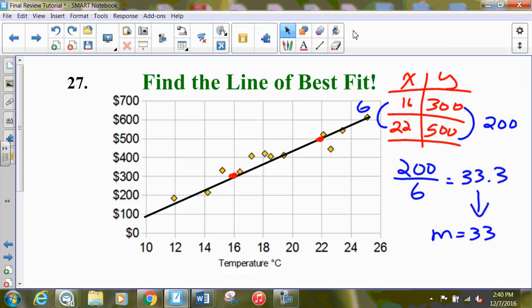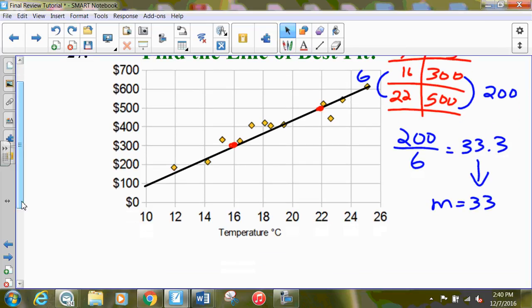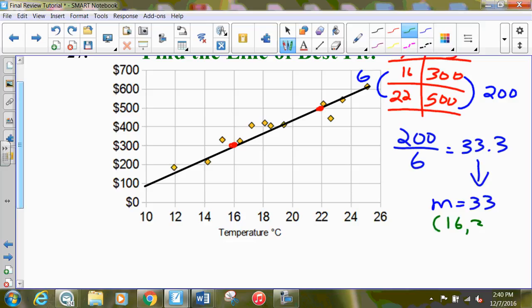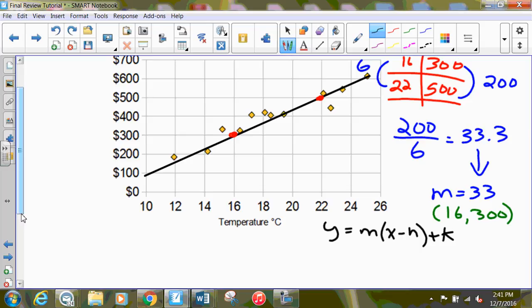So then I am going to use 33, and I'm going to pick one of the points. How about (16, 300)? And plug it all into this formula. I think the whole goal here with writing equations of lines was that we were going to practice so much using this formula that we would get so tired and just say, just give me the test already. I don't want to write this formula down one more time.